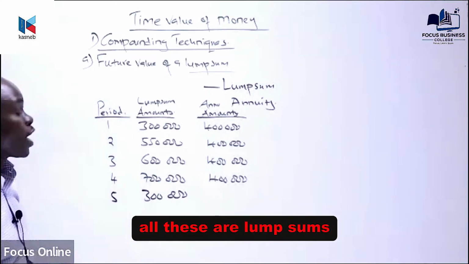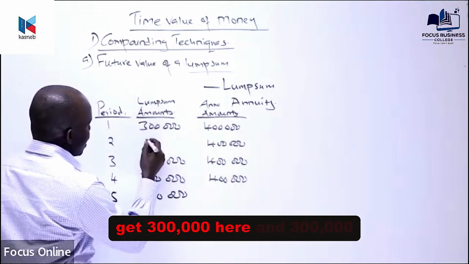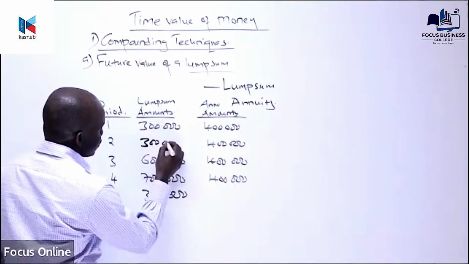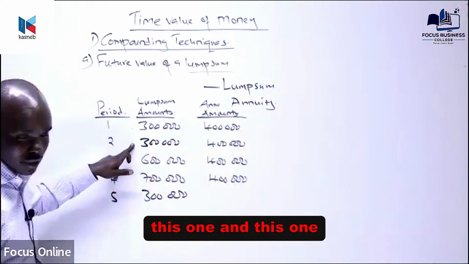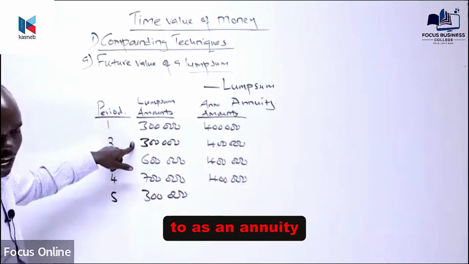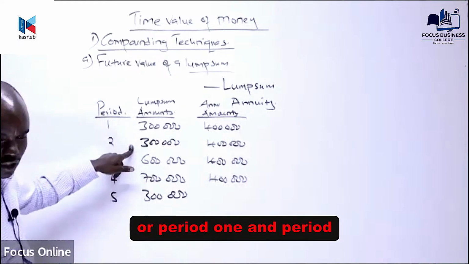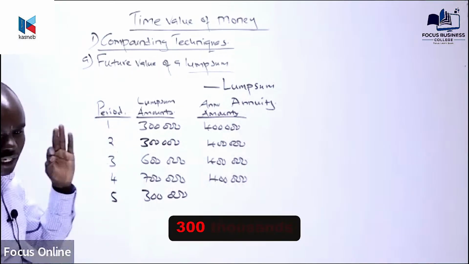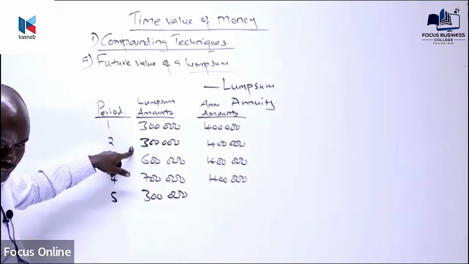So all these are lump sums. However, if you get 300,000 here and 300,000 here, two 300,000s that follow each other, this will be referred to as an annuity. In year 1 and year 2, or period 1 and period 2, we have an annuity of 300,000 because they follow each other. Yeah?